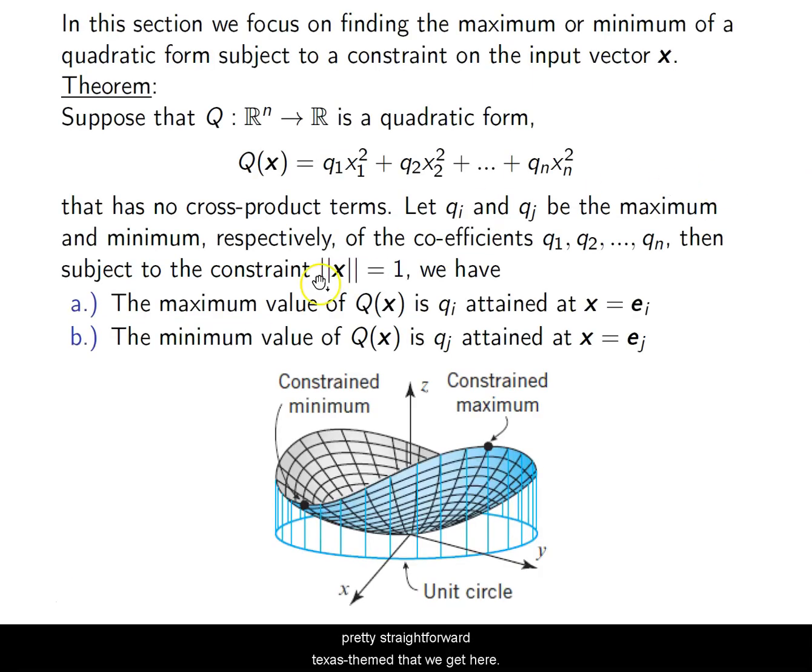So let's go ahead and go over an example. Obviously, these examples will be pretty straightforward because this theorem that we give here makes it very, very easy for us to tell where the minimum and maximum are. I really just have to look at the coefficients of my function, right? So let's go ahead and do our example.